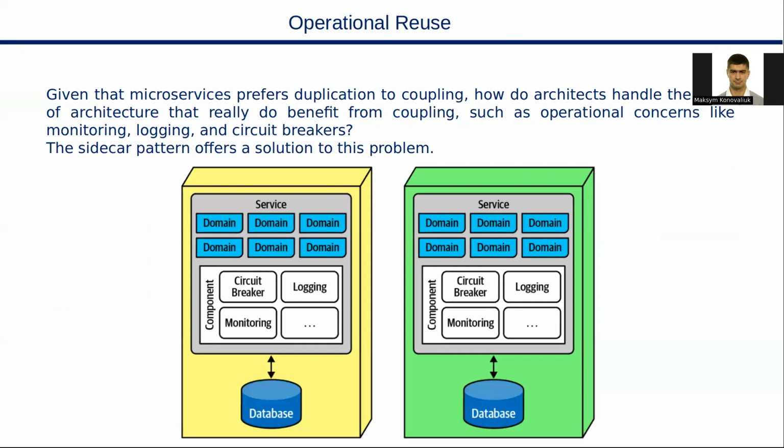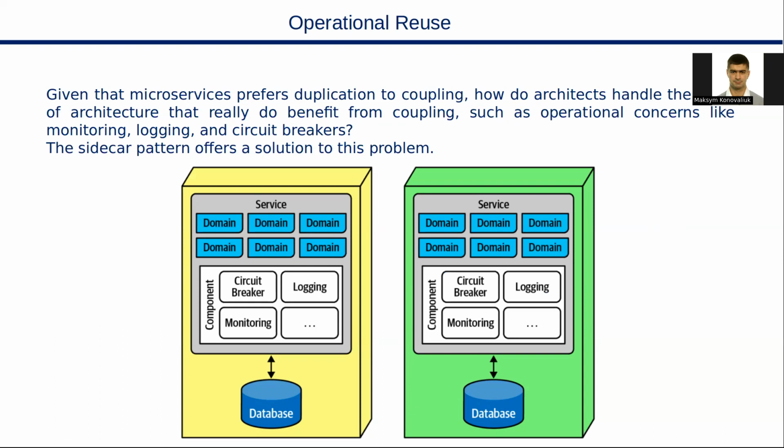Operational reuse. So given that microservices prefer duplication to coupling, how do architects handle the parts of architecture that really do benefit from coupling, such as operational concerns like monitoring, logging, circuit breakers, and so on? There is a pattern called sidecar. The sidecar pattern offers a solution to this problem, and here you can see how it can look.